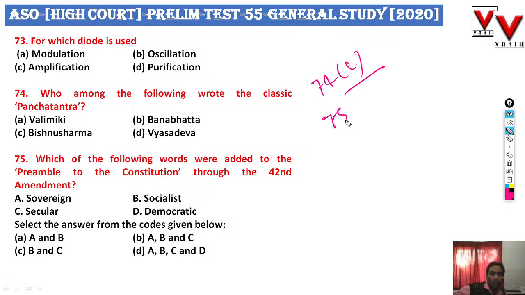75: which of the following words were added to the Preamble by the 42nd Amendment? Socialist, and secular. The words socialist and secular were inserted by the constitutional amendment act. So the right answer is the option that includes both, that is C. So 75, right answer is C only.